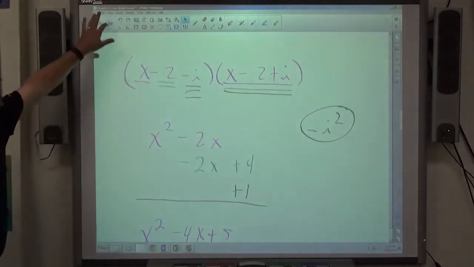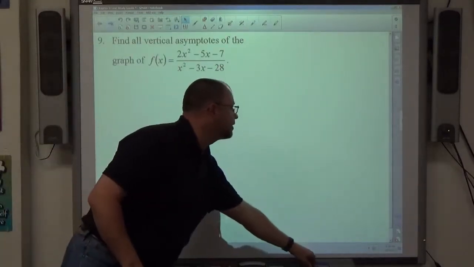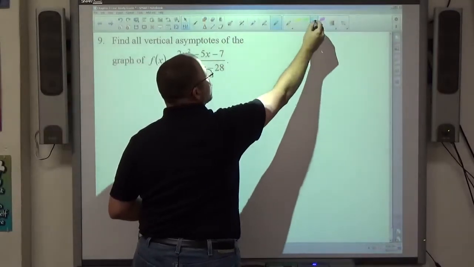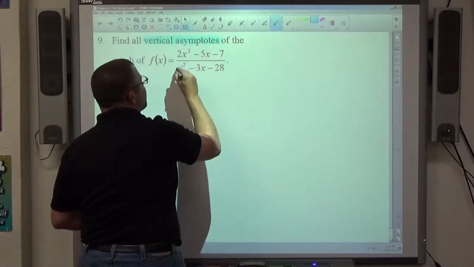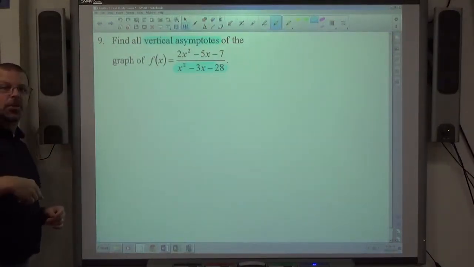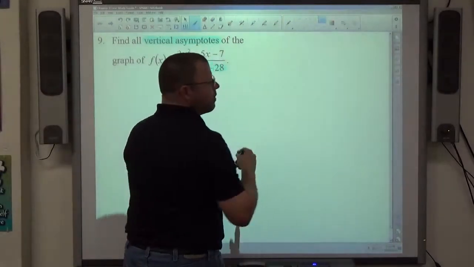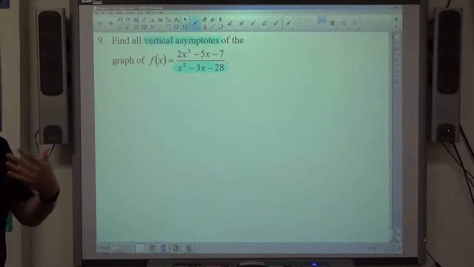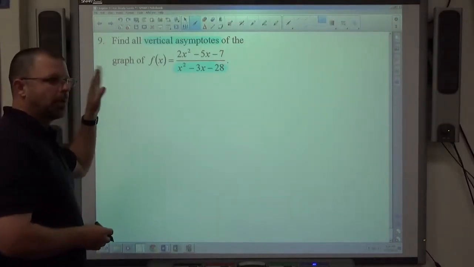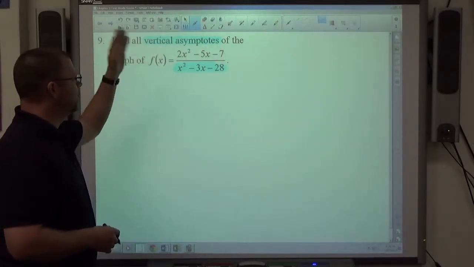Number 9. Find all vertical asymptotes of the graph of f of x equals that. Vertical asymptotes, as soon as I see those words, what I want to focus on is the denominator. And anything that makes the denominator equal to 0 that does not make the numerator equal to 0 is going to be a vertical asymptote for sure. If it happens to make the numerator equal to 0, then you have to maybe do a little bit more checking. But I'm not going to throw anything that tricky. It'll probably just be, at worst, something on the bottom makes the top equal to 0, just throw it out.